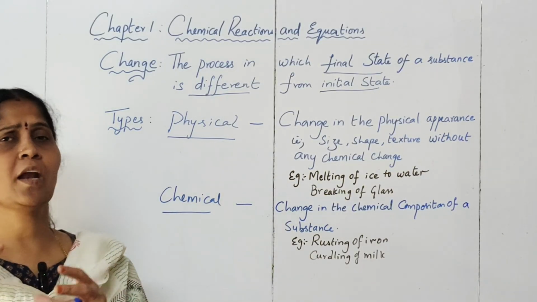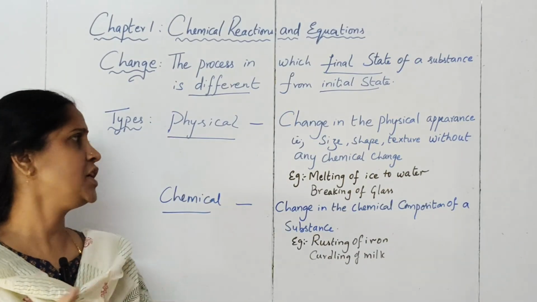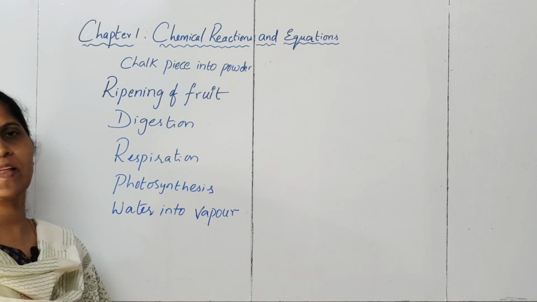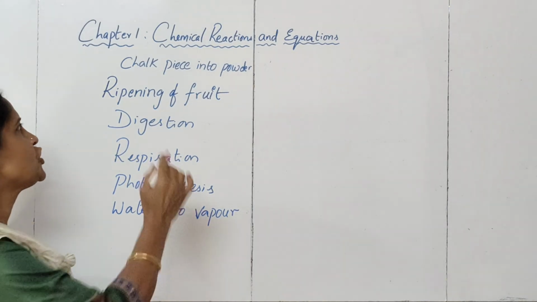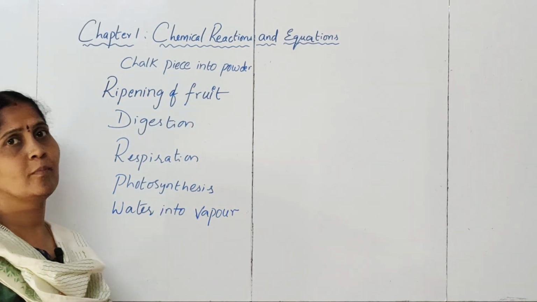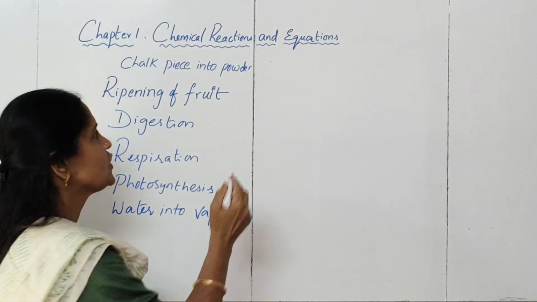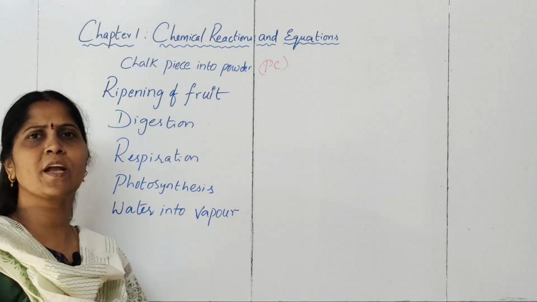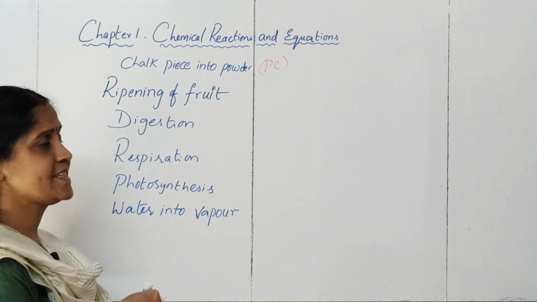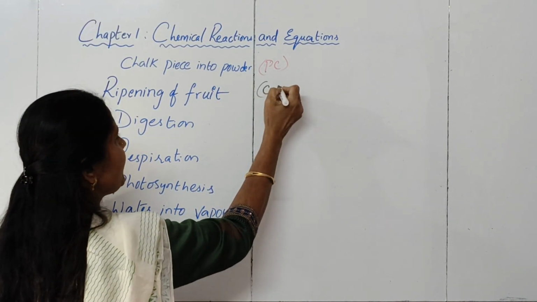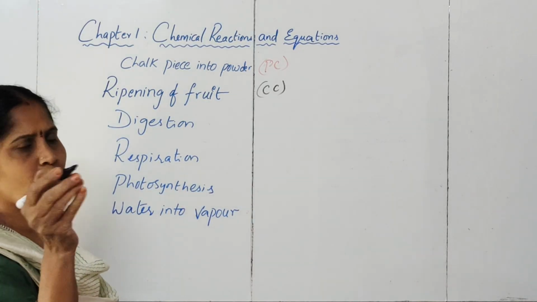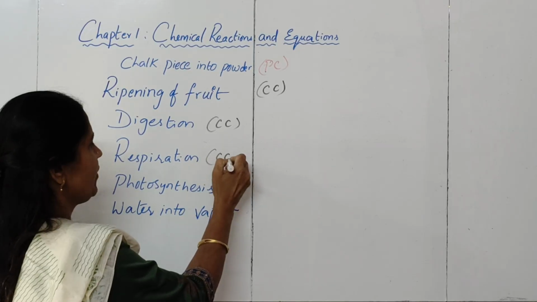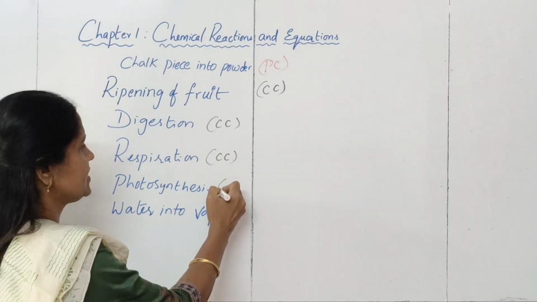Let us understand physical and chemical changes better by taking some examples and analyzing whether they are physical or chemical changes. A chalk piece getting converted into powdered form. What change is it? Guess. It is a physical change. Ripening of fruit. When a fruit gets ripened, what type of change is it? Yes, it is a chemical change. Then digestion is also a chemical change. Respiration is also a chemical change. Photosynthesis is a chemical change.